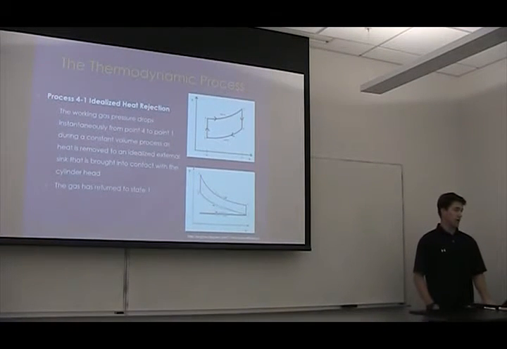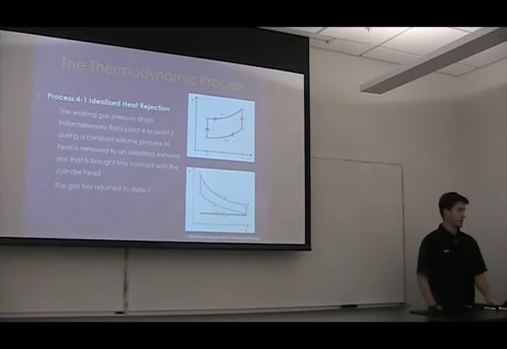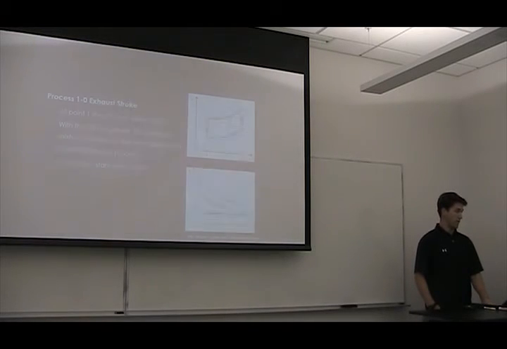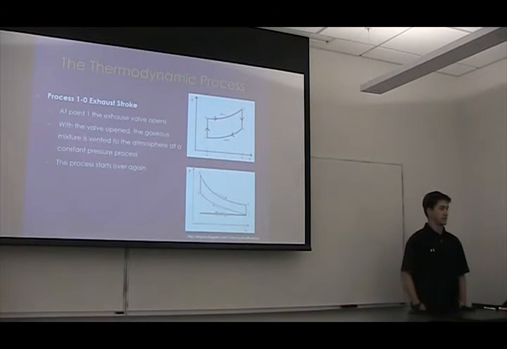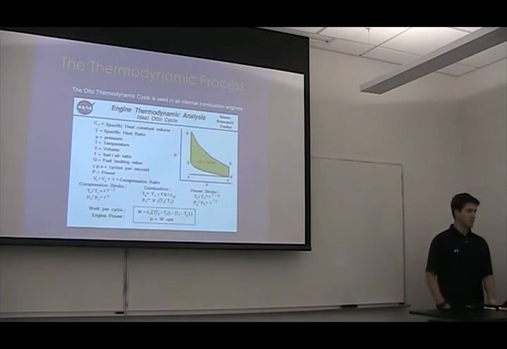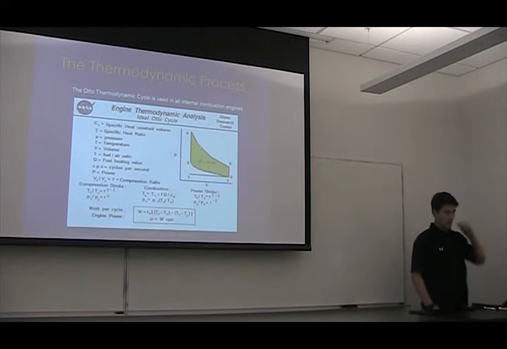Next part is the idealized heat rejection. This is when the pressure drops from 4 to 1, and it's also a constant volume process. This is when the gas returns to state 1. And then you have your exhaust stroke. When the valve is open, the mixture is vented into the atmosphere at constant pressure, and the process starts over again. Here we just have some common variables used to analyze the Otto cycle.